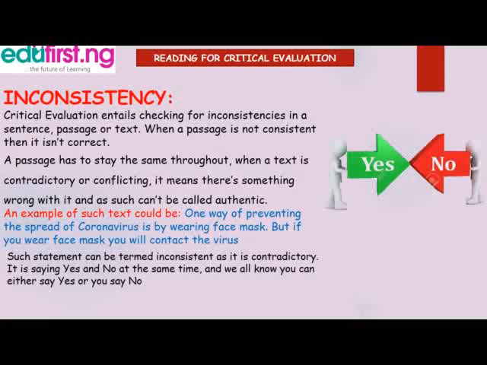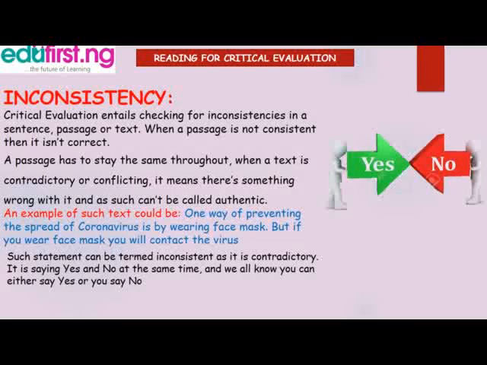An example of such text could be: one way of preventing the spread of coronavirus is by wearing face masks. But if you wear face masks, you will contract the virus. You already know that this statement is wrong. Such a statement can be termed inconsistent as it is contradictory. It is saying yes and no at the same time. And we all know you can either say yes or you say no.